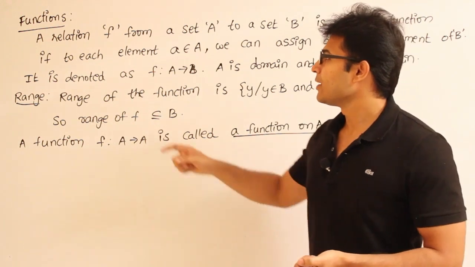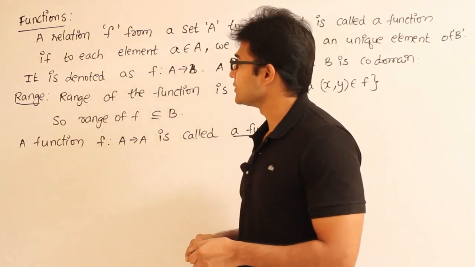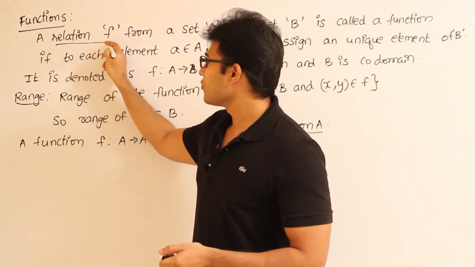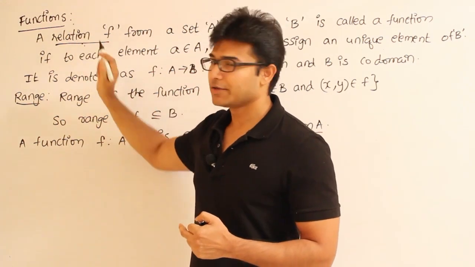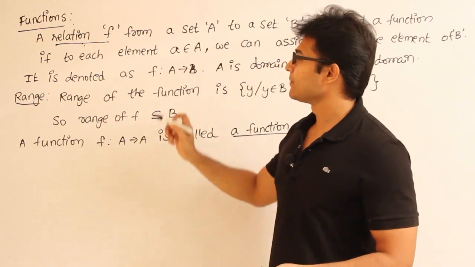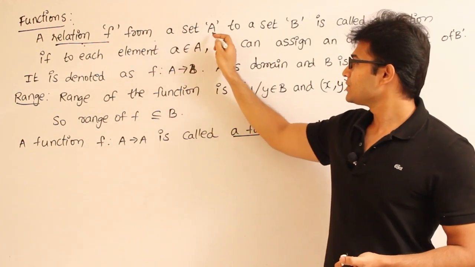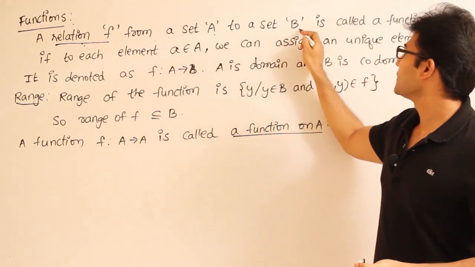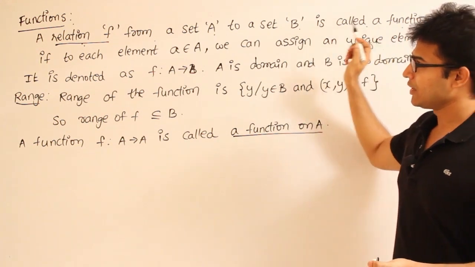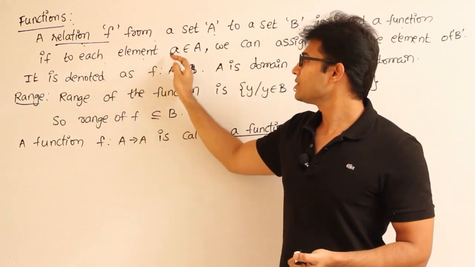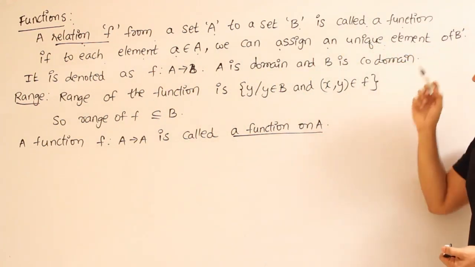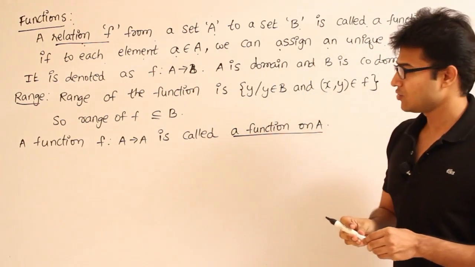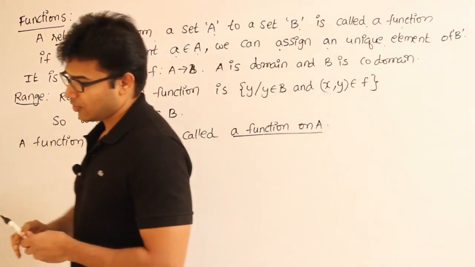Simple. See this, a relation, it is important. See this, a relation F. So the definition itself is saying that a function is a relation with a special property. A relation F from a set capital A to a set capital B is called a function if to each element small a belongs to capital A, we can assign a unique element of B. So what is the meaning of it, watch it.